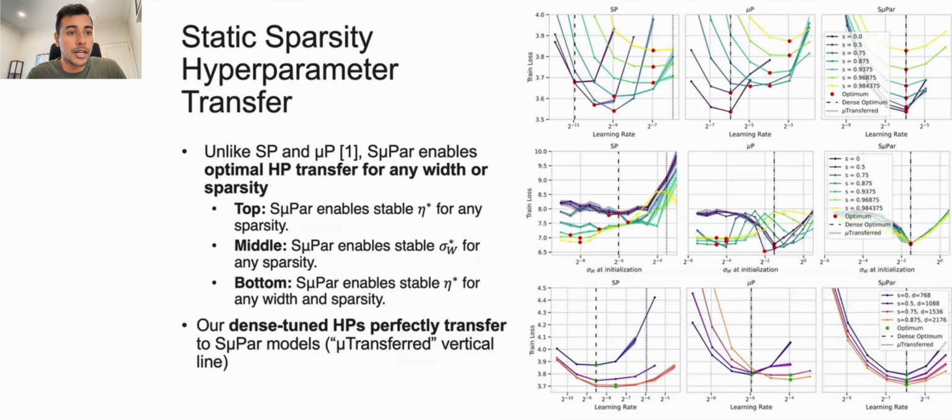Just expanding on the previous slide, SuPar enables hyperparameter transfer across different levels of static sparsity. We show that the optimal learning rate is stable across sparsity levels in the top plots. In the middle plots, we show that the optimal initialization is stable across sparsity levels. And in the bottom plot, we show that if you vary both sparsity and width together, still the optimal learning rate remains stable. And just an interesting aside is that we had some dense tuned hyperparameters lying around, and we used them in this study. And those hyperparameters are actually optimal for all the sparse models in this study as well, which means technically the tuning would have been free in this study thanks to SuPar.